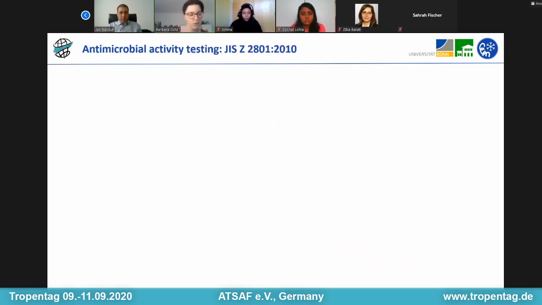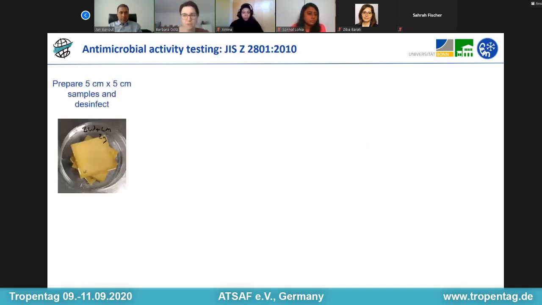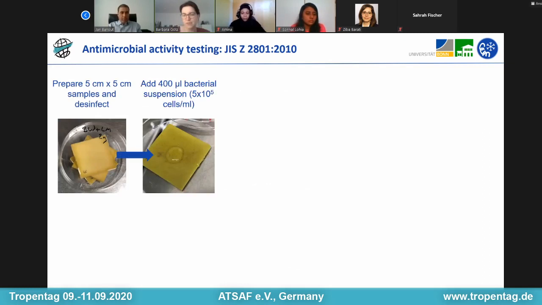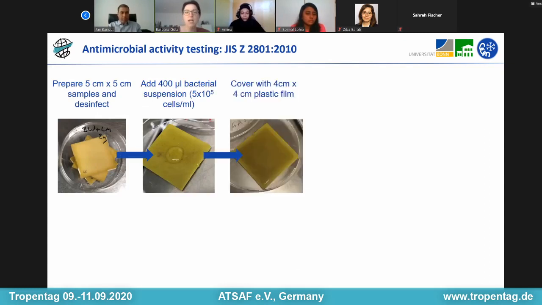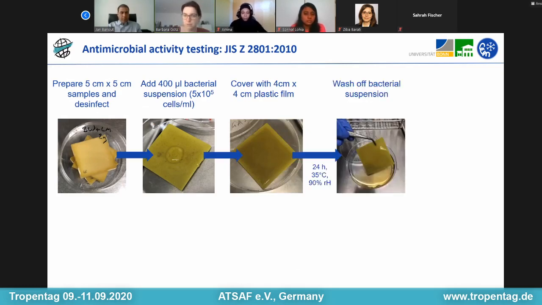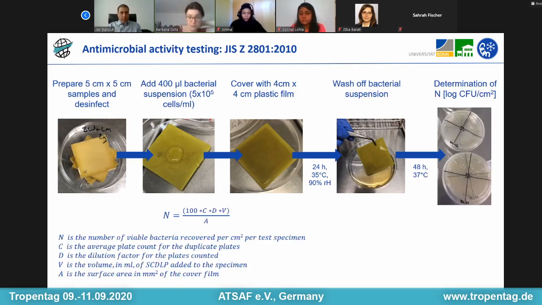So there is a standard, the so-called Japanese Industrial Standard, which tests the antimicrobial activity of different materials. So we have our wax plate, we disinfect it, and we add a certain amount of bacterial solution. And then we cover it with a foil. After a certain incubation, we wash off the bacterial suspension, and afterwards we determine how many bacteria survived this treatment. Then we determined the number of viable bacteria recovered from this test. And if we have a reduction of more than 2 logs, we have an antimicrobial activity according to this standard.